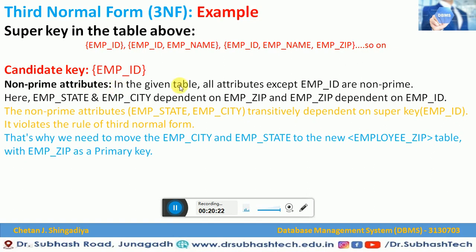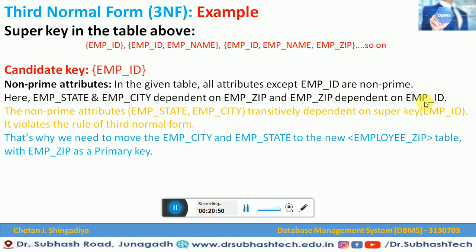Now, non-prime attributes in the given table: all attributes except employee ID are non-prime. Let me explain once again. In the given table, all attributes except employee ID are non-prime. That means employee ID is a prime attribute. Other than employee ID, all the attributes are non-prime. Here the employee state and employee city are dependent on employee zip, and employee zip is dependent on employee ID.